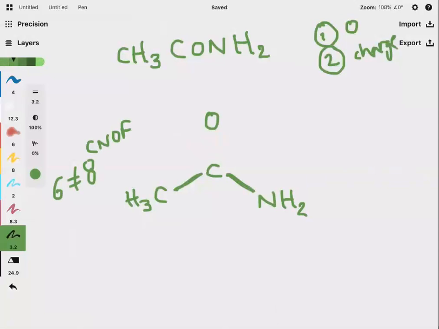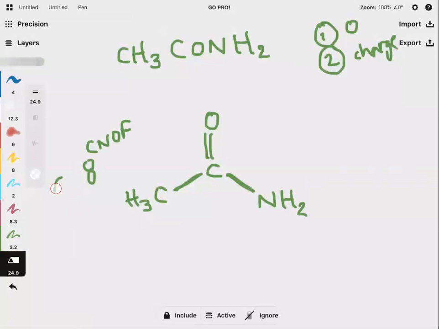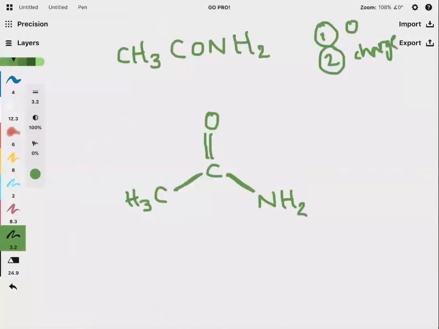So maybe this was a double bond. We're just kind of playing with the structure to get what we want. If that was a double bond, then the octet rule for the carbon is fulfilled. Now let's draw in some of the extra electrons.